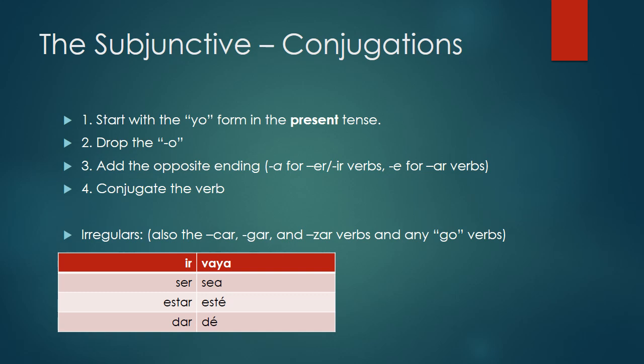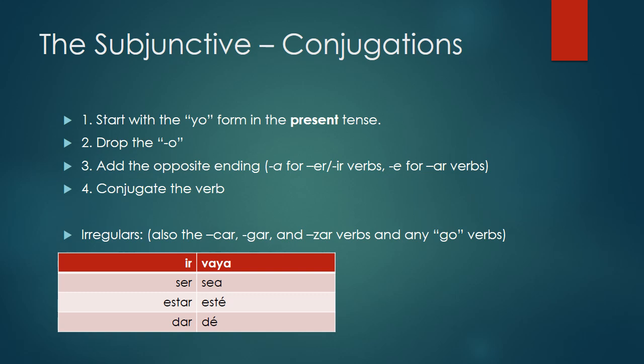The subjunctive doesn't really exist in English, so it's hard to explain. But the conjugations work like this. Step 1, start with the yo form in the present tense of whatever verb you want to conjugate. Step 2, drop the o. And step 3, add the opposite ending, which would be a for ER and IR verbs and e for AR verbs. And then you have to conjugate the verb.